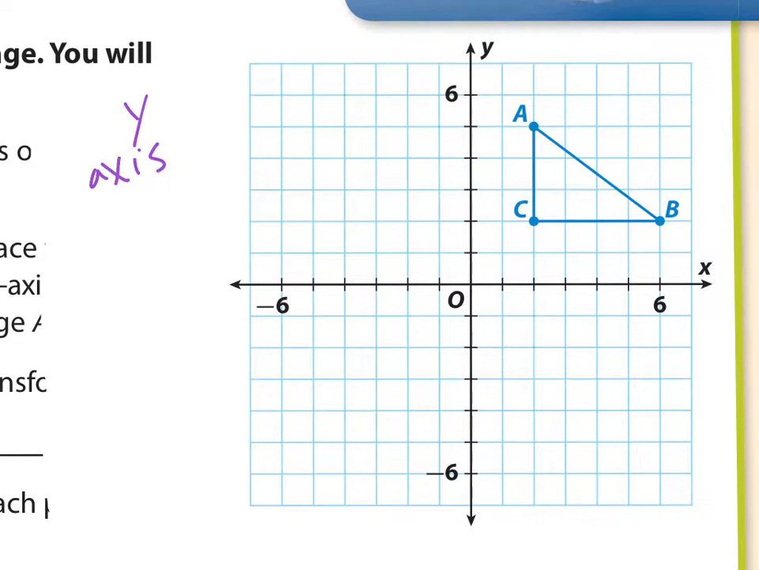y-axis. Okay, so here's our y-axis. It's up and down. It's going to be labeled as y, so that should make things easy. All right, we want to see how far away every point is from that y-axis, since that's our line of reflection. So I can see here that A is 2 units away from that line of reflection. So we're going to go 2 units the other way. C was also 2, so we're going to go 2 this way. B was 6 units, so we're going to go 6 units this way. That gives us that triangle right there.